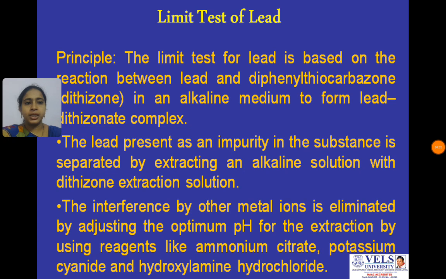Limit test for lead. The principle is based on the reaction between lead and diphenylthiocarbazone, which is also called dithizone, in alkaline medium, to form the lead dithizonate complex. The lead present as an impurity in the substance is separated by extracting an alkaline solution with dithizone extraction solution. The interference by other metal ions is eliminated by adjusting the optimum pH for the extraction by using reagents like ammonium citrate, potassium cyanide and hydroxylamine hydrochloride.